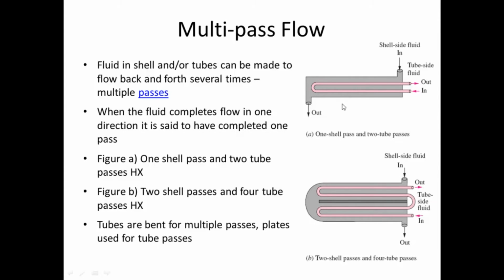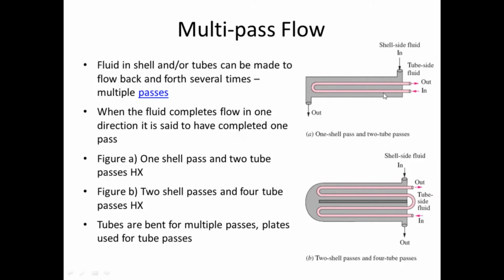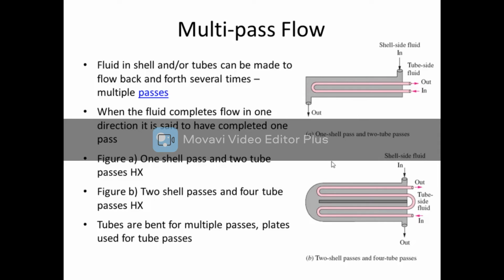But if we look at this diagram here, the tube fluid comes in here, it goes to the other side, that makes it one pass, then it takes a U-turn and returns to the same side, so that makes it two passes, one pass here and one pass at the top. But the shell fluid makes only one pass. It comes in here at the right side and goes out here on the left side. So this is a one shell pass and two tube pass heat exchanger.